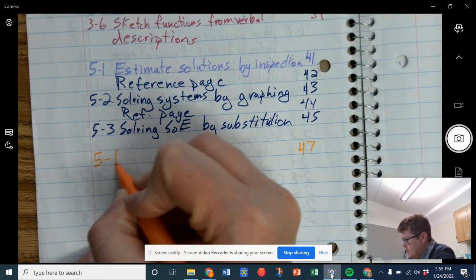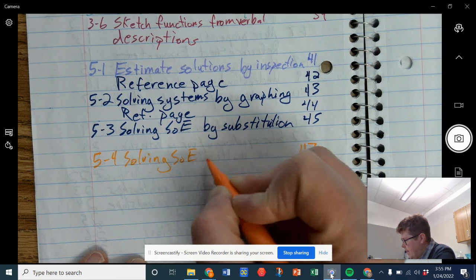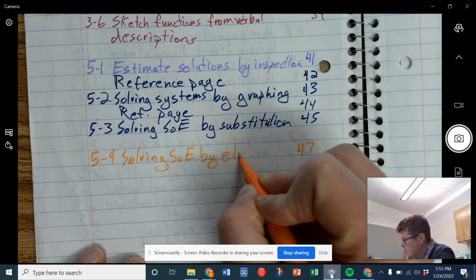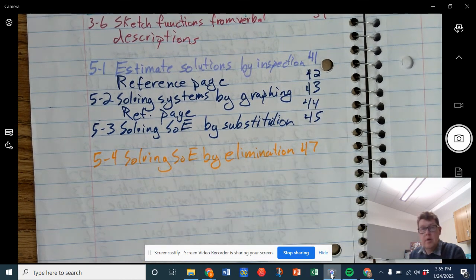So that's 5.4. This was solving systems of equations by elimination. The final method for solving systems of equations. Right.